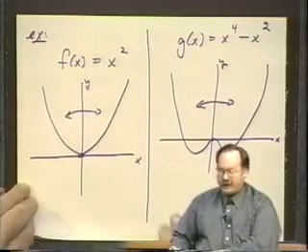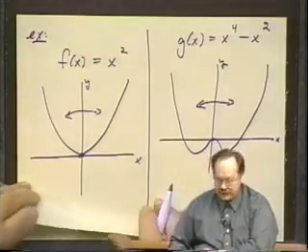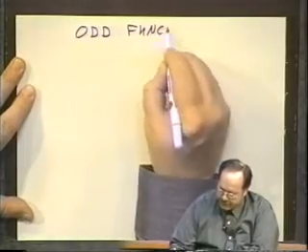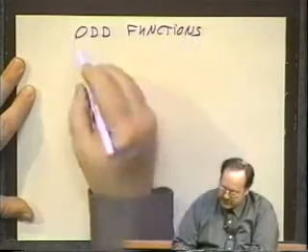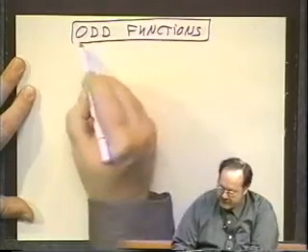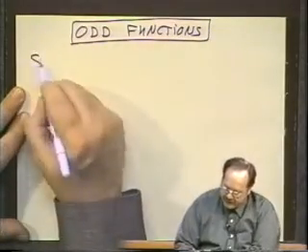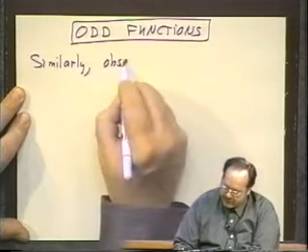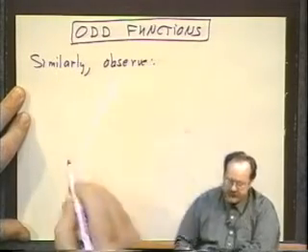Great. Now we just need to come up with a definition for odd functions. Well, based on what we've done, we've got a path to follow. So, odd functions. How would we define odd functions? Well, we'll work with the same kind of hints as before. Similarly, observe the following. I'll give you two examples here also.